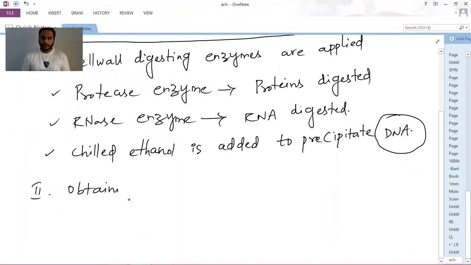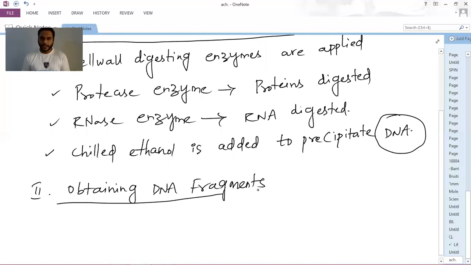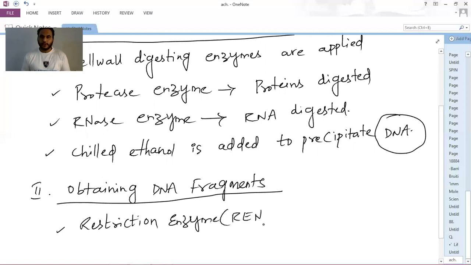Obtaining DNA fragments. That is the second step in rDNA technology. So to produce the DNA fragments, what are the enzymes that we should apply? Restriction enzymes. This is nothing but restriction endonucleases. The restriction endonuclease is a specific enzyme which will make the DNA into fragments.